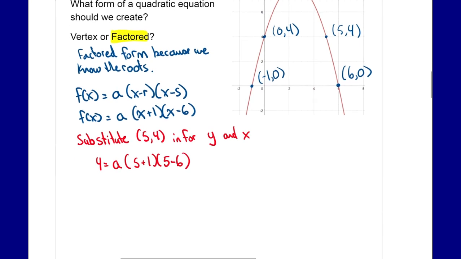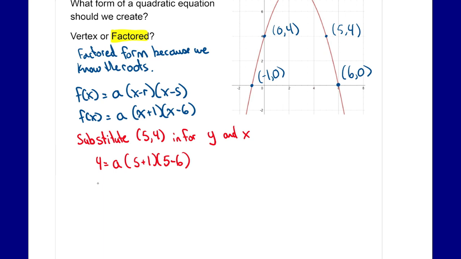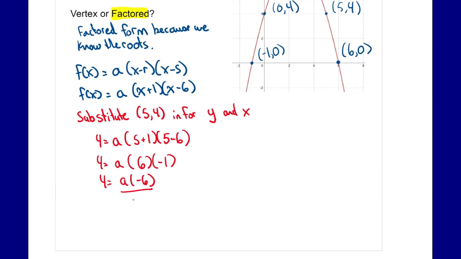Now that I've plugged in a point, I can solve for a. So 4 equals a times 6 times negative 1. I get 4 is equal to a times negative 6. To get a by itself, I'm going to divide by negative 6 on both sides, and I get negative 4 over 6 is equal to a.